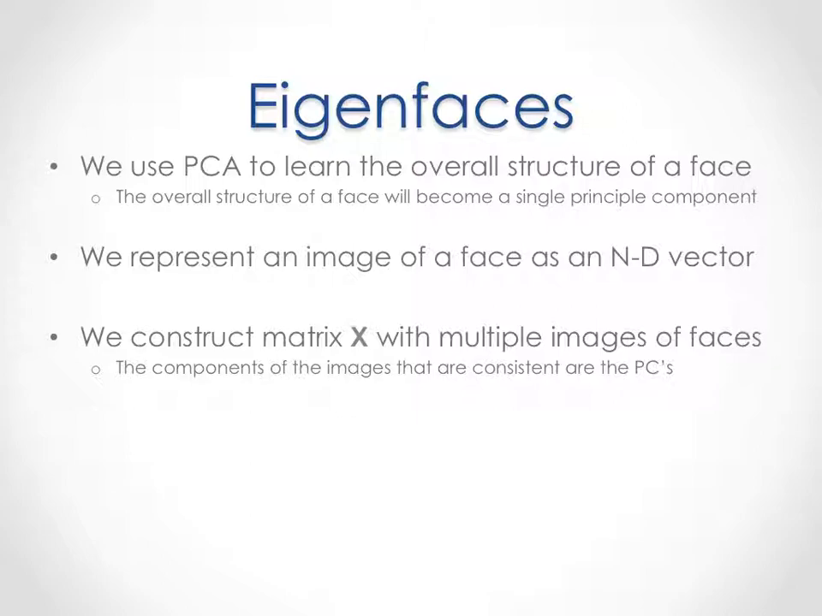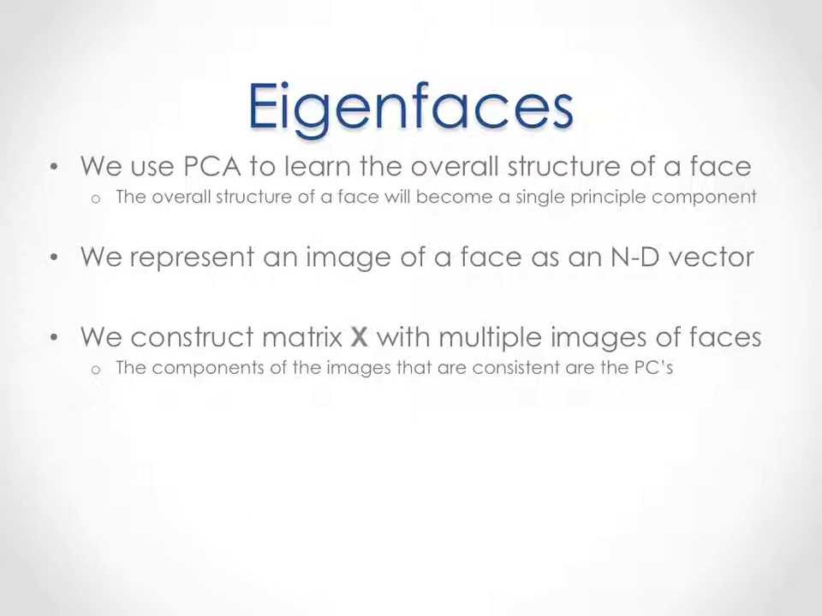So what we're going to do is take an image of a face and represent it as an n-dimensional vector. We'll take an image of a face, crop it so that it's only around a person's face, maybe convert it to grayscale for simplicity. And then we will take that, say, 25 by 25 pixel image and represent it instead as a 25 times 25 long vector, kind of like how it's actually laid out in memory. And so we'll construct our X matrix that we're going to do PCA on with multiple images of faces. So each column, instead of being like a sinusoid in noise, will instead be all these different images of faces.